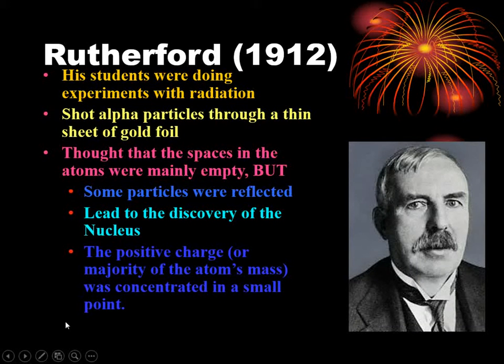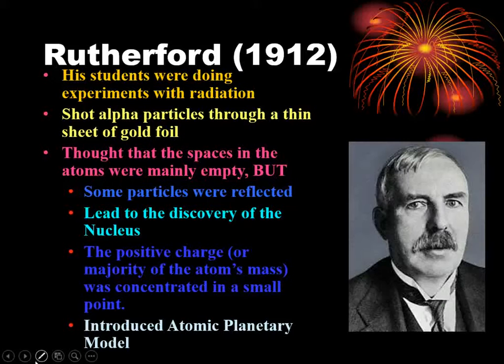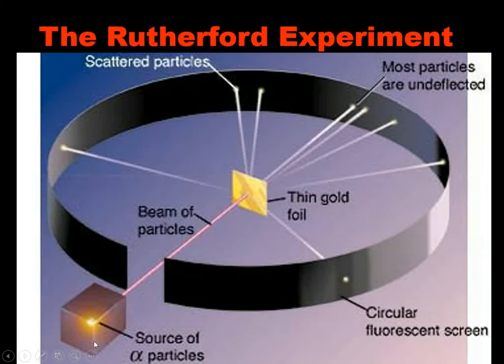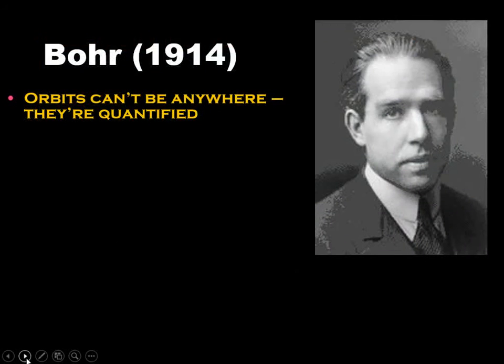The positive charge, or the majority of the atom's mass, was concentrated in a small part. This is what we noticed. So the plum pudding model is kind of gone by the wayside. Okay? It's not a positive sphere with electrons floating inside of it. Now we have this planetary model. Okay? So this is just his experiment where he shot it and things got reflected and he made those decisions.